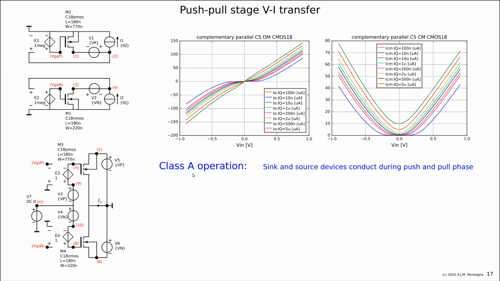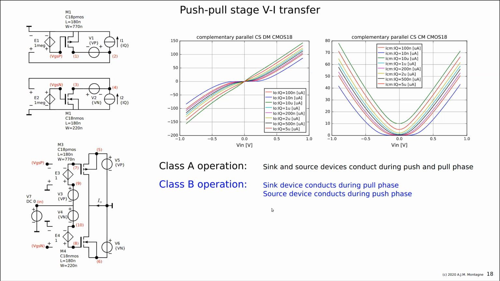So class A operation is when the sink and the source devices, so in this case the P and the N devices, conduct during push and pull. It means that your bias current is larger than your signal current, basically, in both phases. Class B is when the sink device conducts for pull and the source device conducts during push. So one device does the positive half, and the negative half is done by another device.